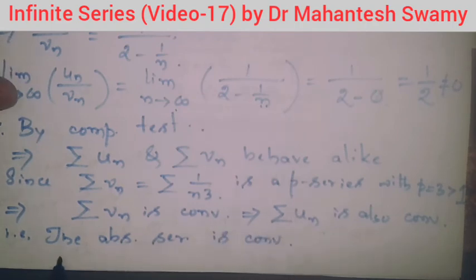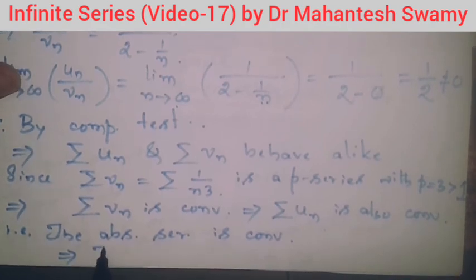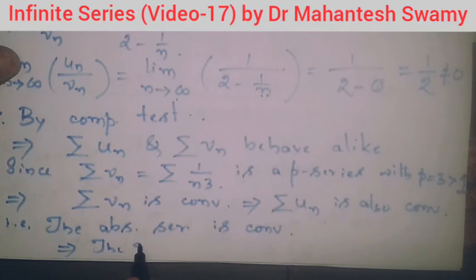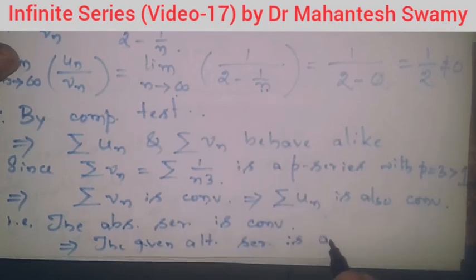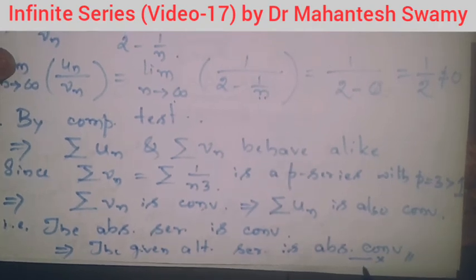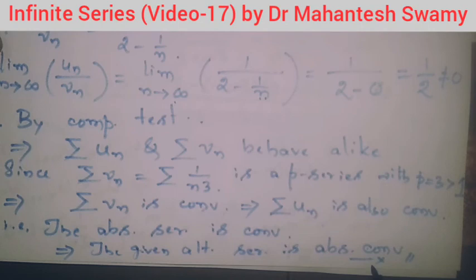When the absolute series is convergent, it implies the given alternating series is absolutely convergent. So we have proved that it is absolutely convergent. Now, when it is absolutely convergent, there is no question of having conditional convergence. Therefore, the given series is convergent and it is absolutely convergent. And for the third question, conditional convergence, we can directly conclude that it is not conditionally convergent. So this completes the solution of the problem. Thank you.